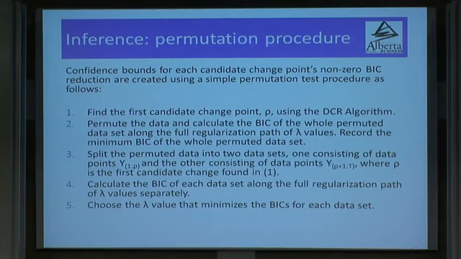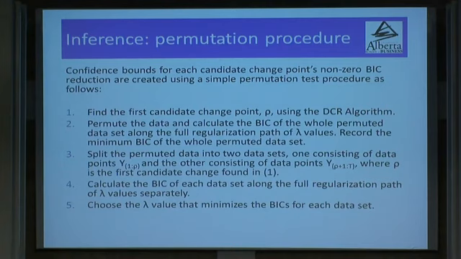After finding the first candidate change point rho, we permute the whole data, so we lose the whole structure, and we calculate the BIC again of the whole permuted data set along the full path of lambda values. So we estimate a graph for the whole permuted data along all lambda values, and we choose the lambda, or sparsity of the graph, based on BIC minimization. We record this minimum BIC of the whole permuted data set. And then, as you'd expect, we split the permuted data into two data sets, one consisting of data points y of 1 to rho, and the other consisting of data points y of rho plus 1 to t.